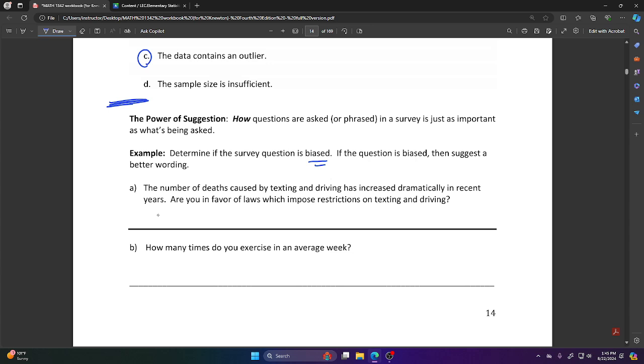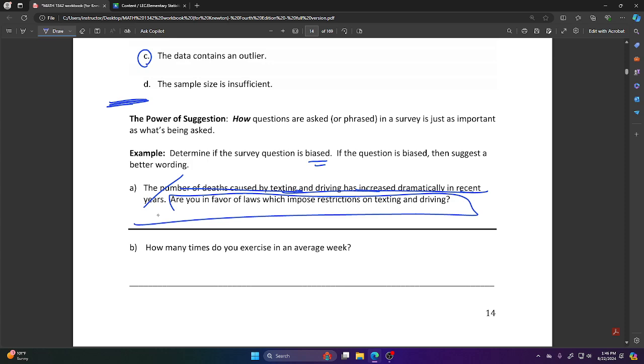So the goal here is to rewrite it. What would I say here? What would be my true survey question to not be biased? What do y'all think? Just ask the question straight up. Basically, just eliminate this and just ask that, right? Yes, exactly.